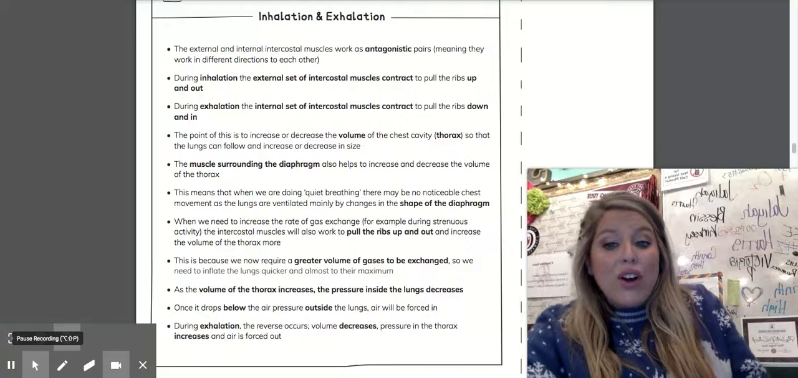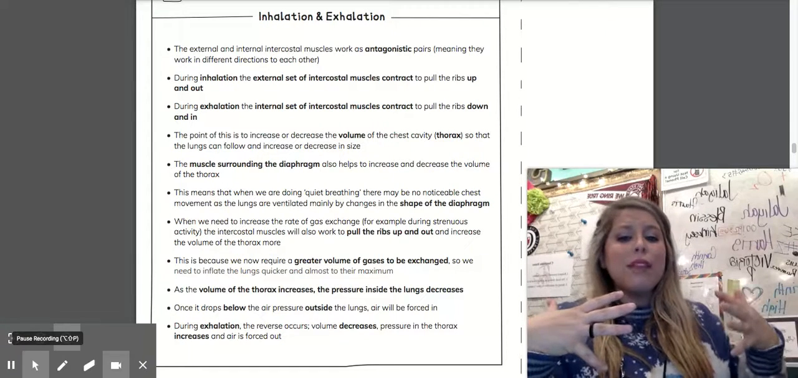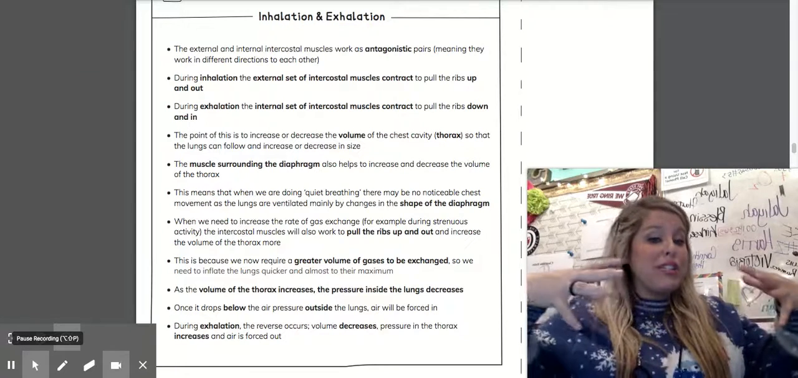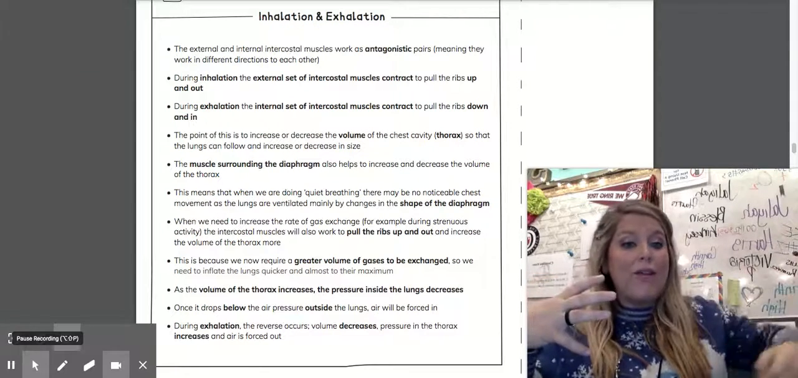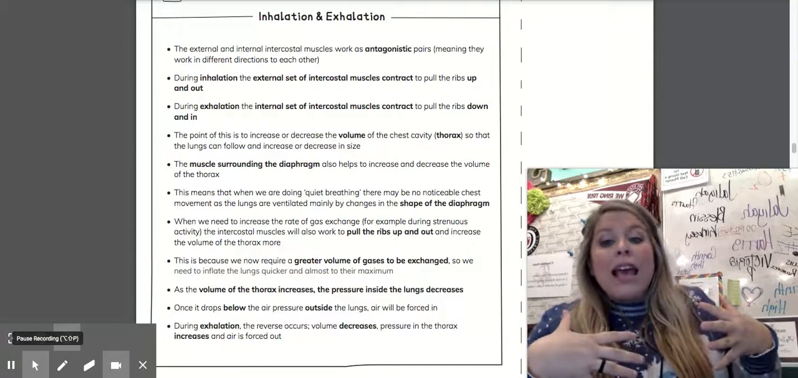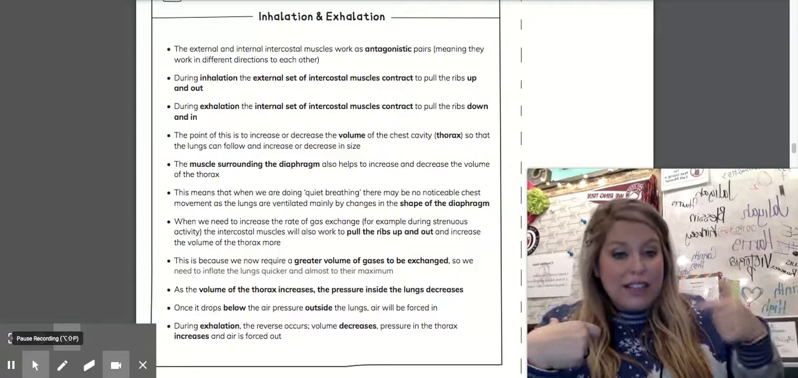When we have the volume of the thorax increasing for inhalation, the pressure inside the lungs is going to decrease. So as pressure decreases, volume increases, allowing that air to be then filled into the lungs, okay? And then once it drops below the air pressure outside, the air gets forced in.